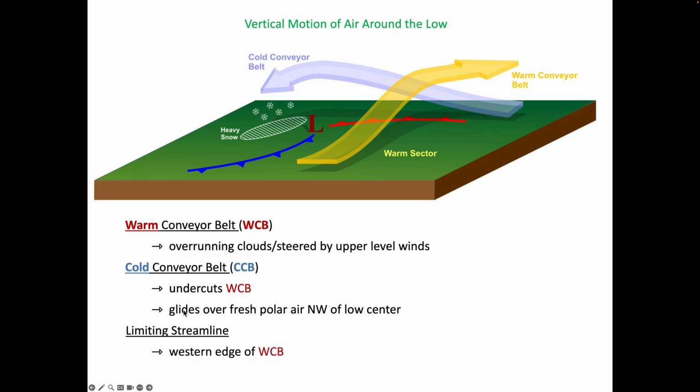The limiting streamline, which we'll see in the next figure, basically is the western edge of the warm conveyor belt. So this is the western edge of where we have warm air rising with our warm conveyor belt. It typically aligns with the advancing cold front. So it typically is aligned with the cold frontal boundary.